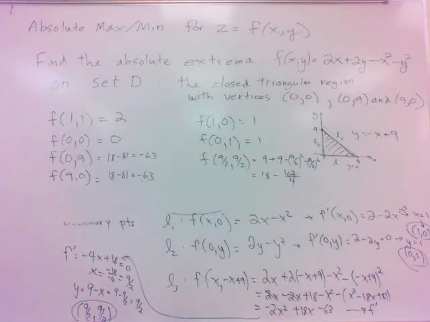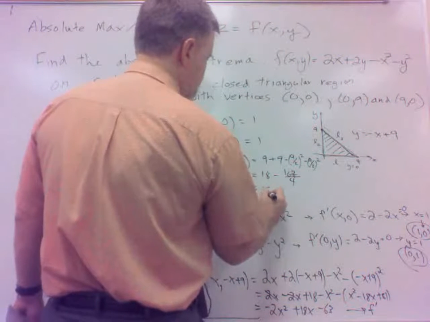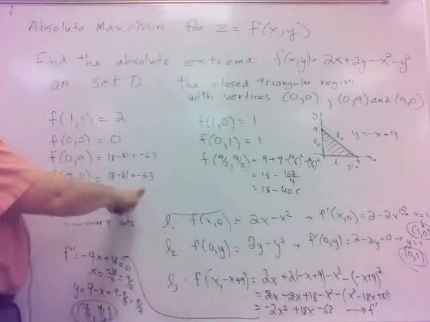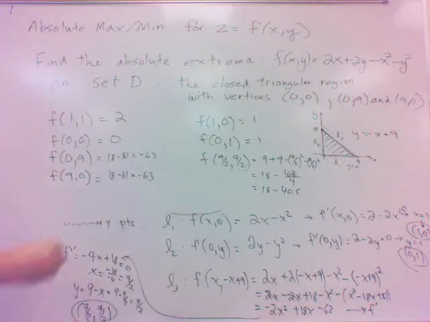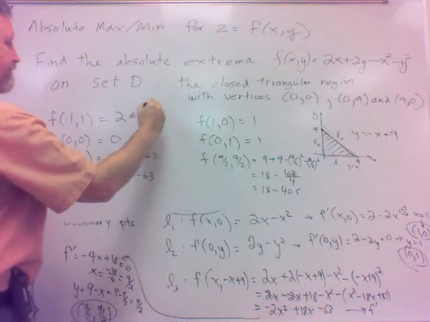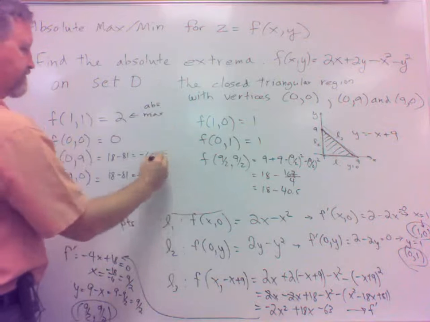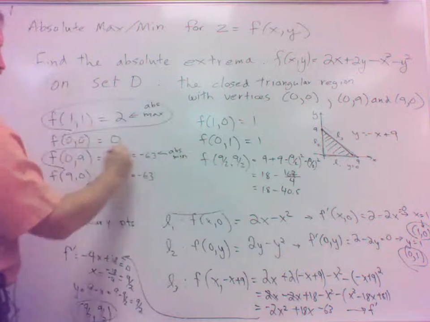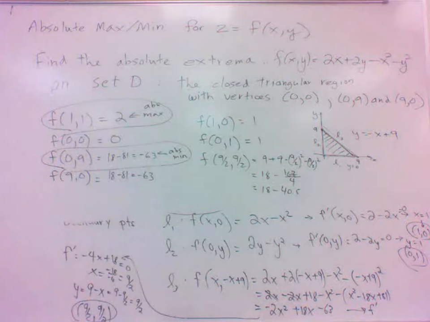Which is negative 40 or so, which is a negative number, but it's not more negative than that one. So here's our maximum. And here's our absolute minimum. Or that one, if you want that one. Okay. Yeah, so it just complicates things as before, just a little bit. Not too bad.